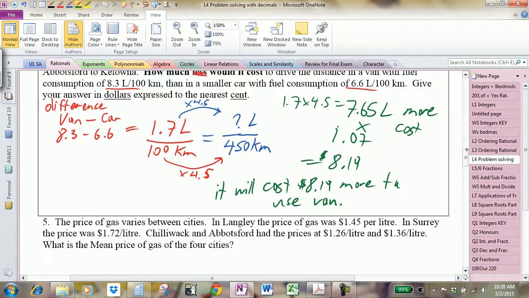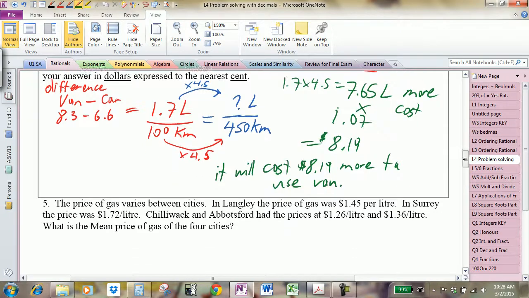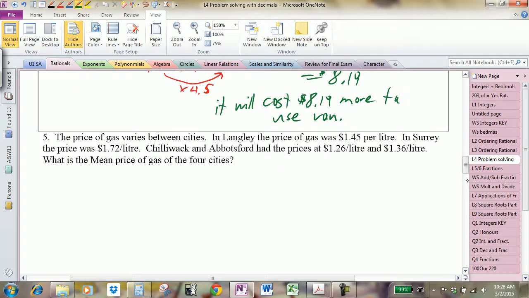Read the next one, underline the important info. Go. So, price of gas in Langley, in Surrey, Abbotsford, Chilliwack. What, and then mean is important. What does mean mean? Mean is the math word for average. Just an average question. It's not very mean.